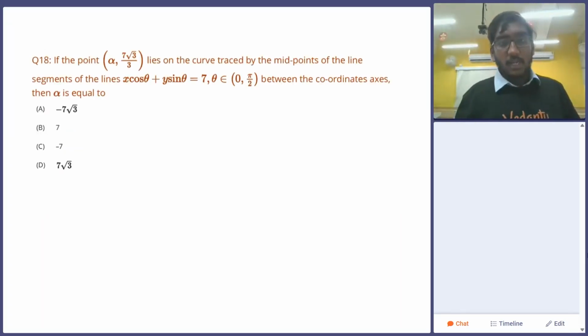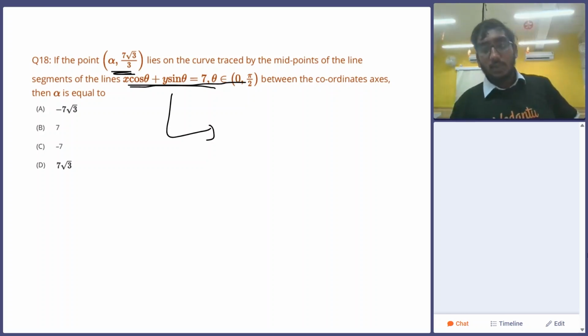Yes. So the 18th question, they have given there is a point which lies on this curve. Okay, and the midpoint of the line segment between the coordinate axes. Okay, so there is a point (alpha, 7 root 3 by 3), and it lies on what curve? This particular curve. What you can do is just write this. Actually, it denotes an equation of a right line based on variation of theta. The slope will vary. Okay, so you just write the intercept form of this line.